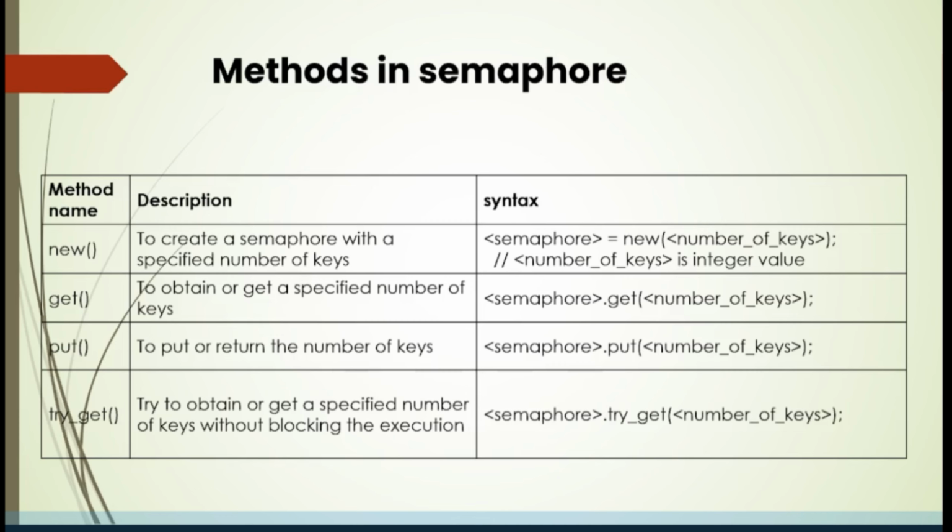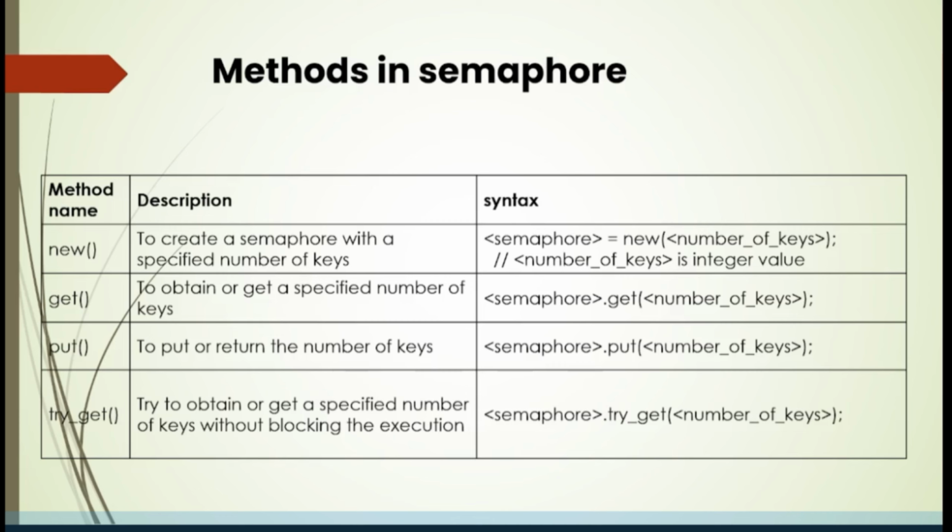Now let us see what are the things that are there in the semaphore. What are the methods that we see in the semaphore? There are four methods in the semaphore. One is new, another one is get, another one is put, and then try_get. So these are the four things. Only four methods you'll be having in your semaphore, right? New, as you already know what new means, I don't want to explain it again.